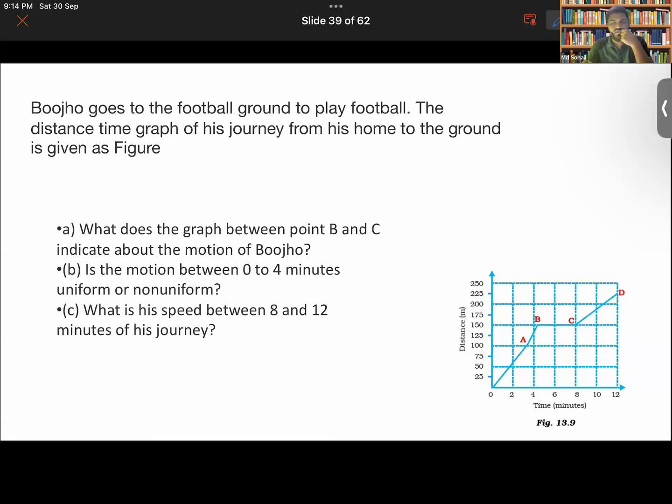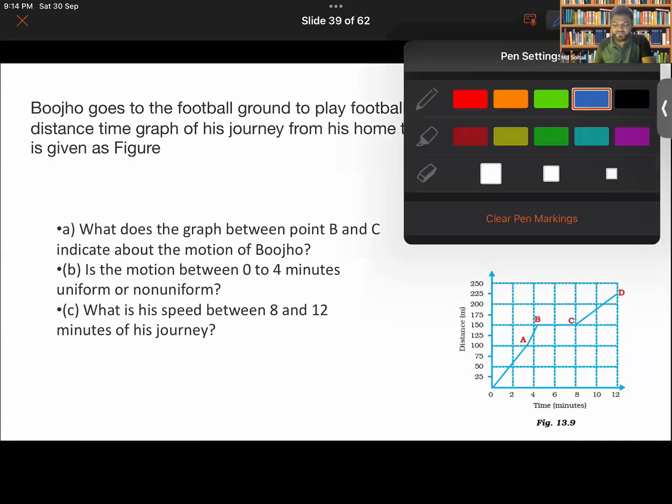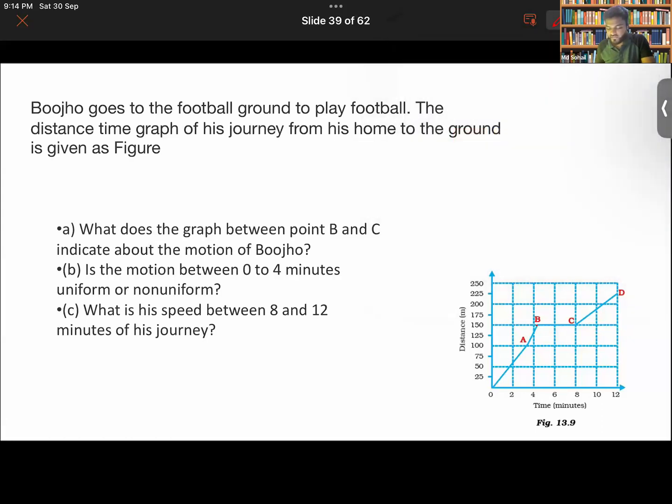So we have to say what motion it is, right? It's indicating stationary. Stationary, exactly, because it gives you a line parallel to the x-axis, the time axis. Good.